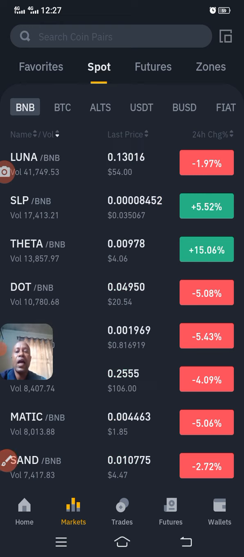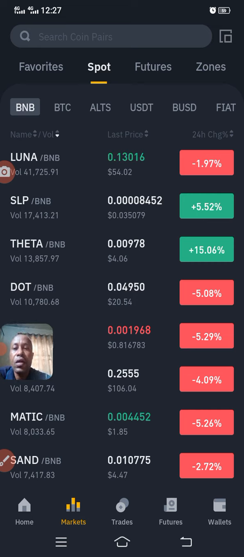Now, as we have come to spot market, listen very well. This is where the technicality comes. The first market you are seeing there is BNB market. BNB represents the Binance token, the native token of Binance. If I have Binance token, that means I can actually buy any coin of my choice through Binance token. This is where trading pairs come in, and we call this trading pairs.